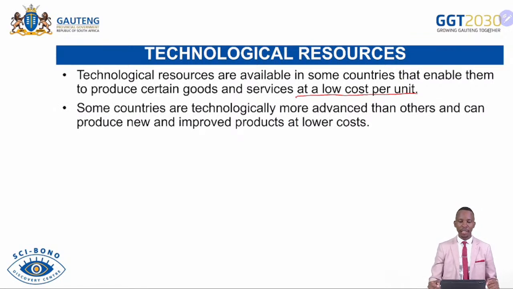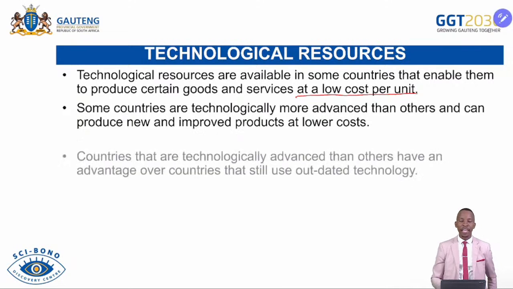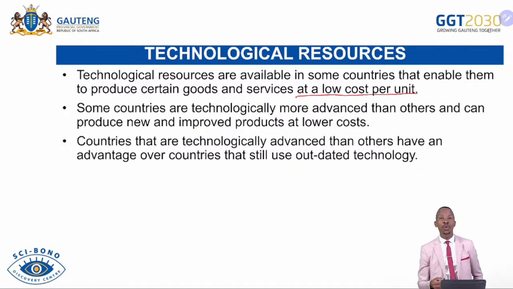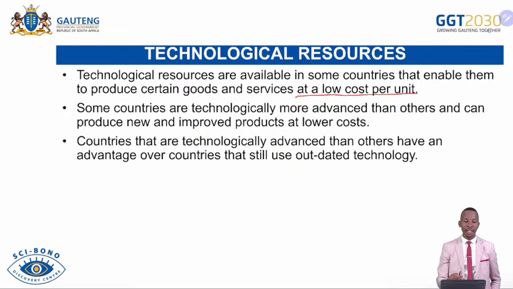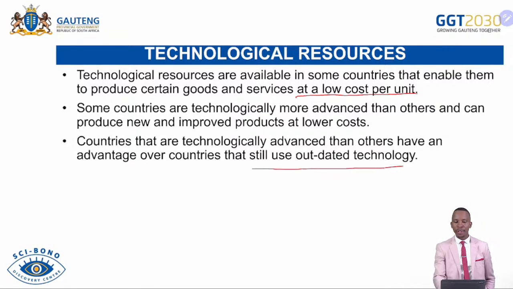Some countries are technologically more advanced than others and can produce new and improved products at a lower cost. That pushes them to do what? To produce more goods and services because they can produce at a lower cost. So countries that are technically more advanced have an advantage over other countries that are still using outdated technology. So countries that are using outdated technology will always produce fewer goods. Then they will undersupply their local market. Then the foreign market will supply them because they will be in need.